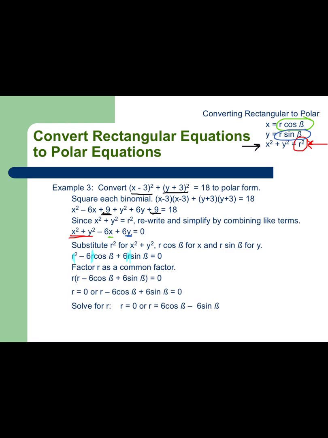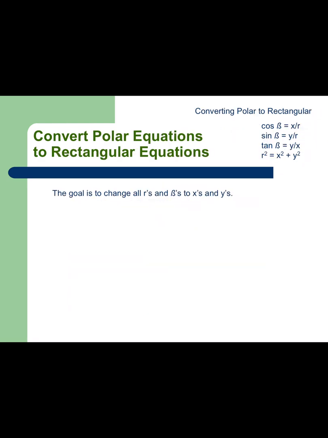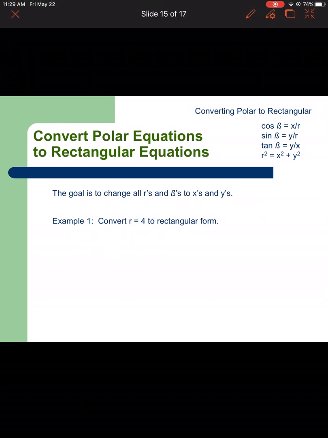Fantastic. All right, now we are going to convert polar equations to rectangular equations. So it's very similar. We are going to start off with r's and betas this time, and we want to manipulate it to get x's and y's. So convert r equals 4 to rectangular form. Which conversion route do you think we should take? Probably this last one, the one that says if you square r, you will get x squared plus y squared.